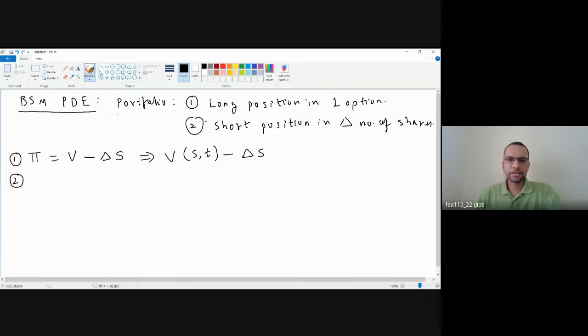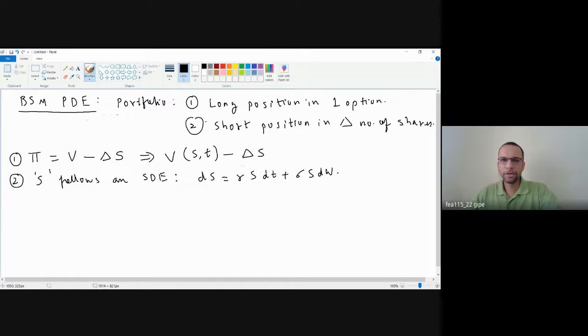Now our asset S is going to follow the normal stochastic differential equation which we had studied earlier. So S, which is my stock price, follows an SDE of the form dS equal to rS dt plus sigma S dW. So this is the normal GBM process which I would ask my underlying equity to follow. This is the same process which we discussed the last time as well.